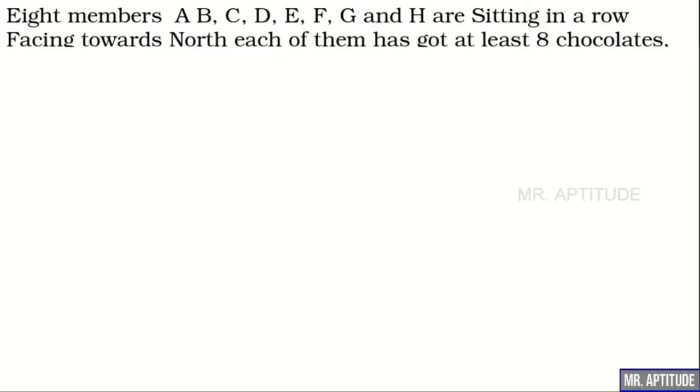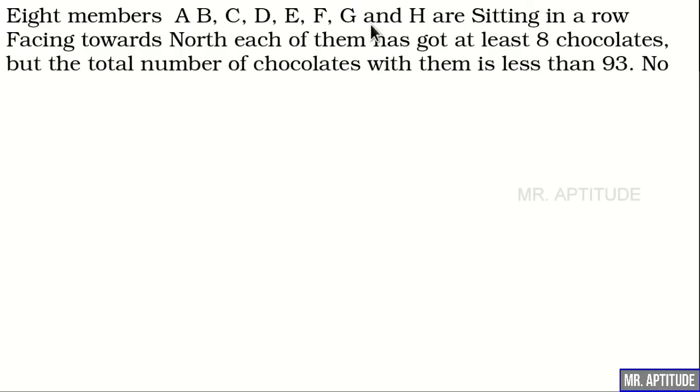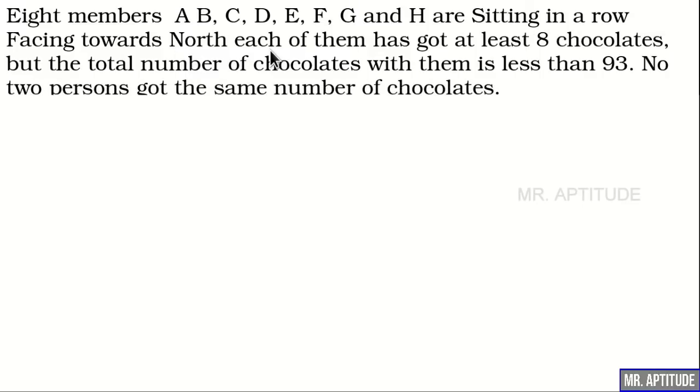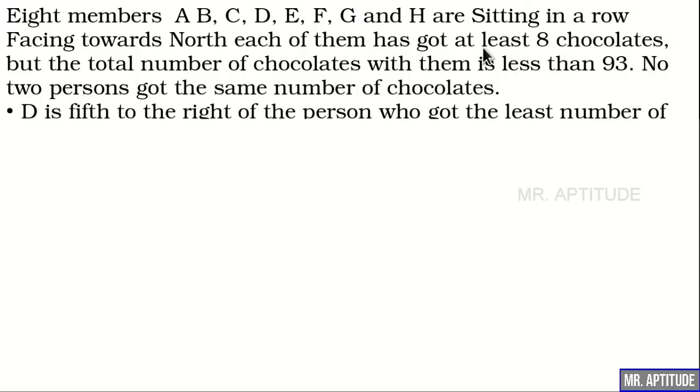I want you all to understand one thing, that in your exam, solving the given questions is important. So I want you to focus on solving the given questions rather than solving the given puzzle. In the given puzzle, there are 8 members A, B, C, D, E, F, G and H, and they are sitting in a row facing towards north. So let us understand this. When you are working on a paper, the direction you face is north, and each of them has at least 8 chocolates.